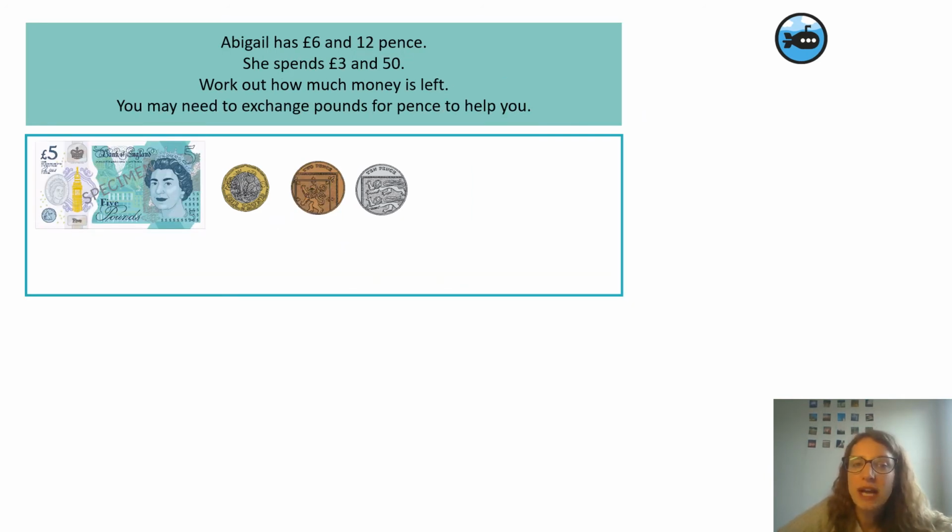Okay, Abigail has £6.12. She spends £3.50. Work out how much money is left. You may need to exchange the pounds for pence, okay, to help you. So we've got £6.12 and she spends £3.50. Okay, so think about the methods you've learnt yesterday. Think about all you know about addition and subtraction and all you know about coins. How are you going to do this? So you might want to draw a number line. You might want to do it on a bar model. You can choose. Okay, so pause it, come back when you're ready with an answer.